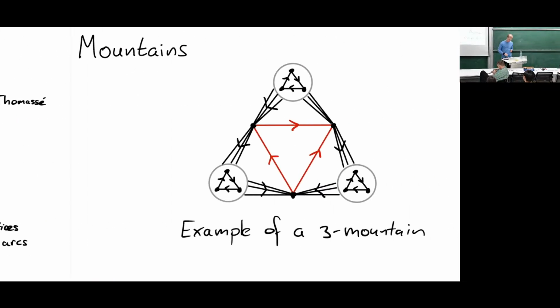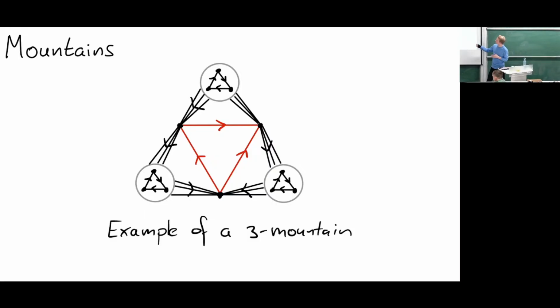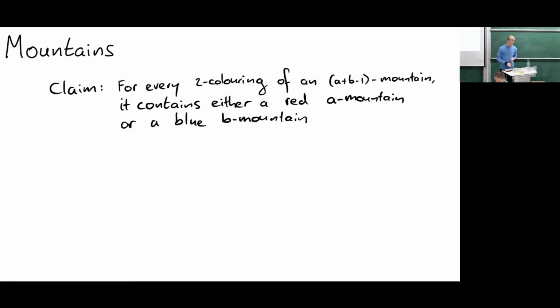Okay, so how do we use these? First, another example of a 3-mountain. So here I have a clique, and for each certificate here, they're nicely disjoint. Again, in general, they need not be. So we're going to use this for diclique number, but that's a little bit more work. So first, to get there, I introduce a little claim. For every 2-coloring of an A plus B minus 1 mountain, it contains either a red A-mountain or a blue B-mountain. Why is this the case?